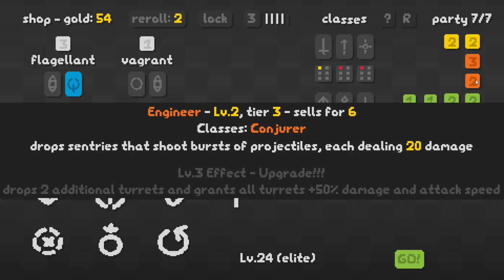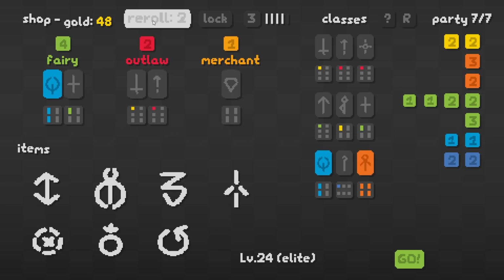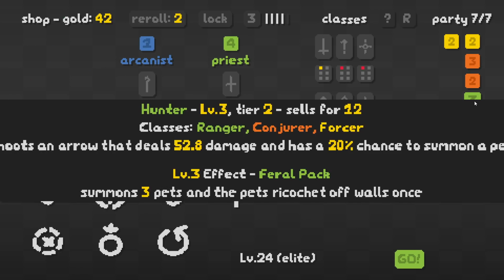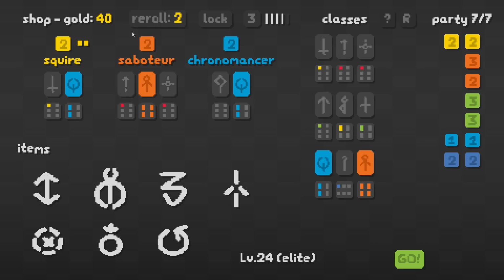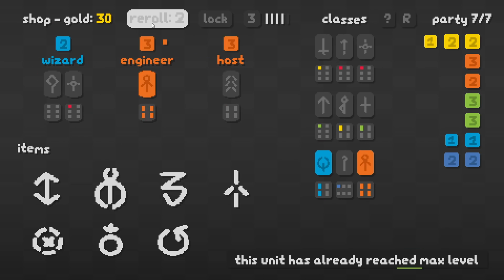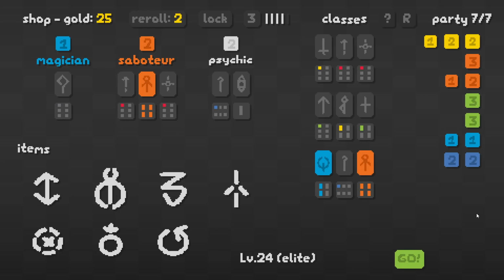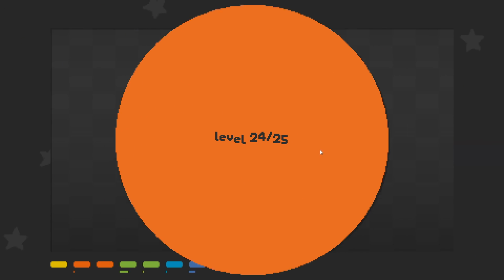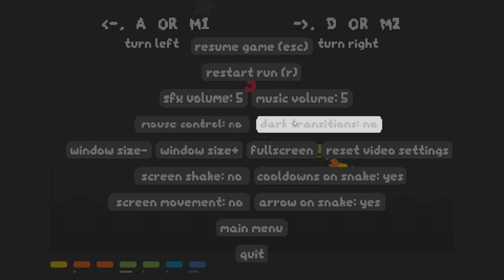Oh my god, we just hit level 2 engineer? What the hell, man? That's sad. That is sad. I'm going to turn back off mouse controls, though. I like mouse controls. I'm just so used to not having them at this point.